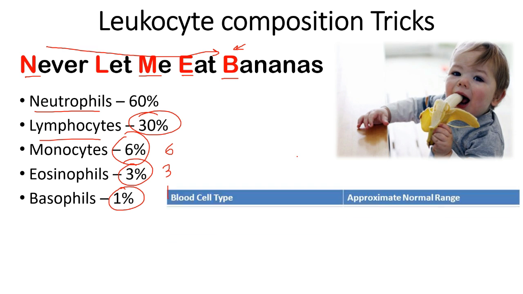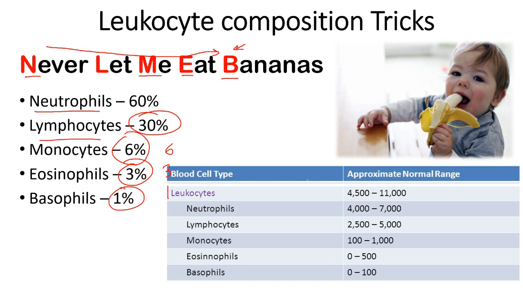So let's see now what is exactly the blood type and approximate normal range that is given in this table. You can easily see the total content of leukocytes in our body is 4,500 to 11,000. Now let's consider this total content of leukocytes to be 10,000, right? 10,000 leukocytes should be present. Now according to our formula here, neutrophils should be 60% of this 10,000, so that will be 6,000 neutrophils. 30% lymphocytes gives us 3,000 lymphocytes, and monocytes will be 6%, so obviously it will be 600, and eosinophils 3% means 300, basophils 1% of 10,000 means 100.